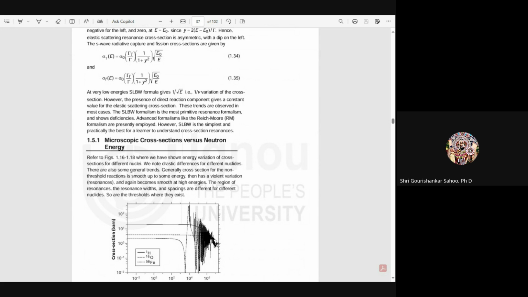And at very low energies, the Breit-Wigner formula gives 1 by root over of E, that is 1 by v variation of the cross section. The presence of direct reaction component gives a constant value for the elastic scattering cross section, and these trends are observed in most cases. The Breit-Wigner formalism is the most primitive resonance formalism and shows efficiency. Advanced formalisms like the R-matrix formalism are presently employed. However, Breit-Wigner is the simplest and practically the best for the learner to understand the cross section resonance.